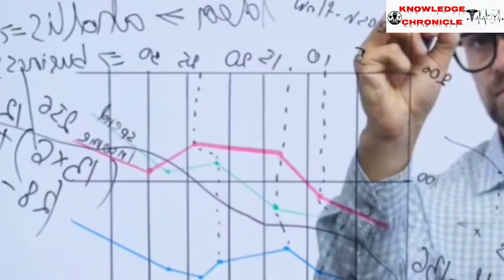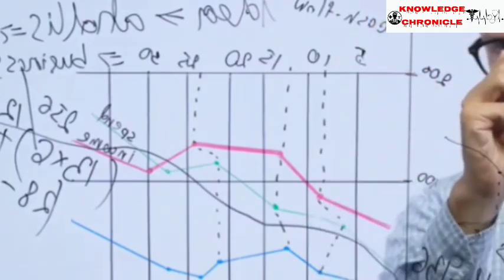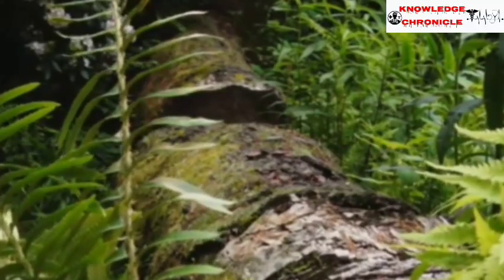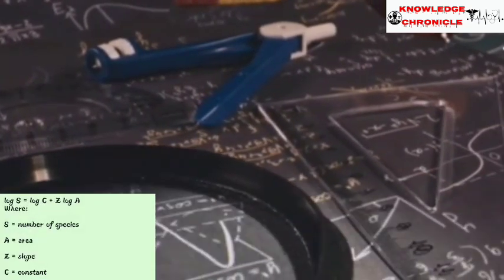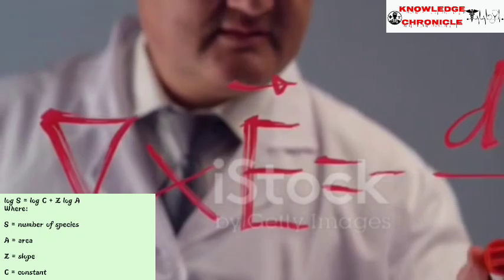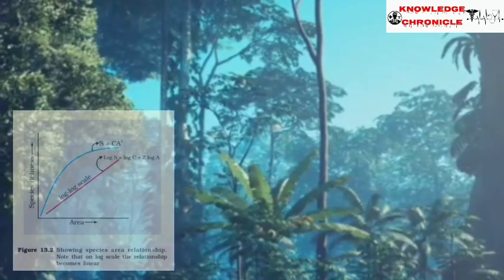So, this relationship actually forms a rectangular hyperbola. And when you look at it on a log scale, it turns into a straight line. The formula goes like this: log S equals log C plus Z log A. Here's what those symbols mean. S stands for the number of species, A is the area, Z is the slope, and C is a constant.